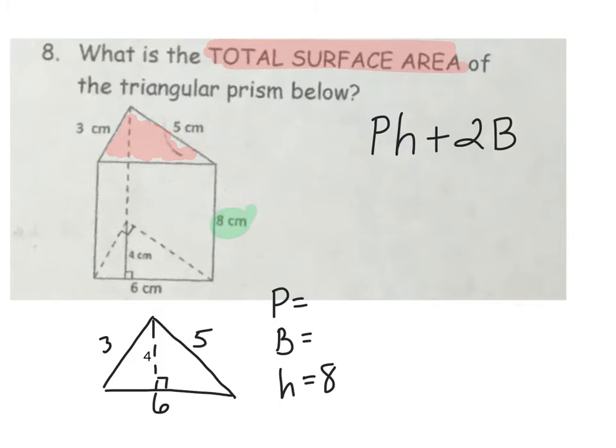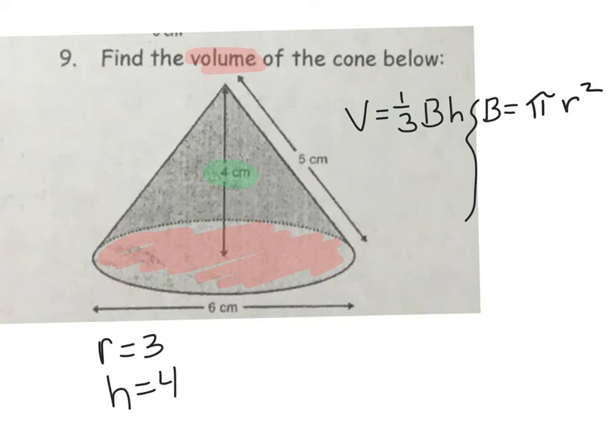Question number 8. What is the total surface area of the triangular prism below? Question number 9. Find the volume of the cone below.